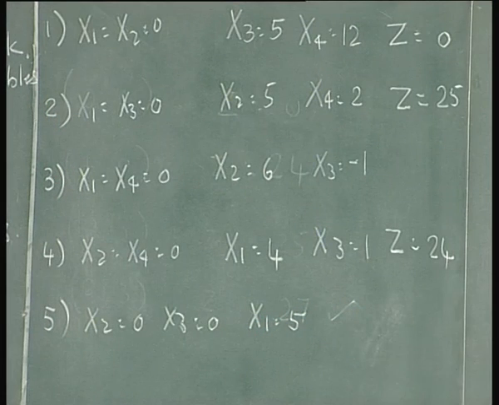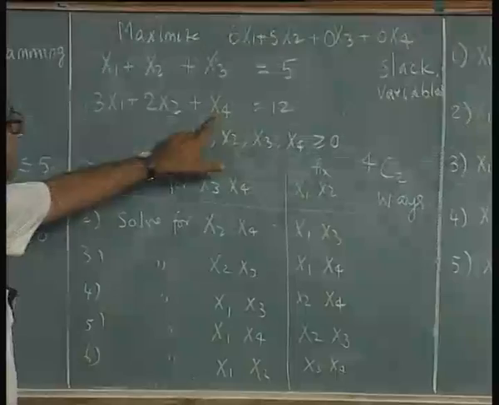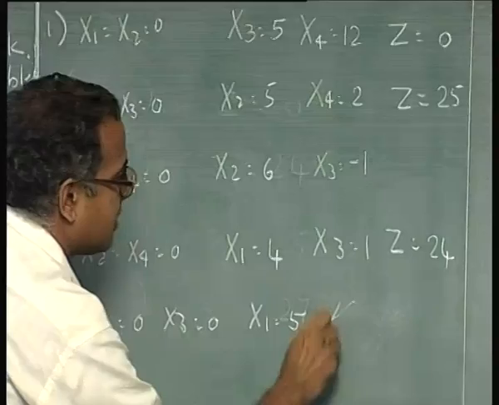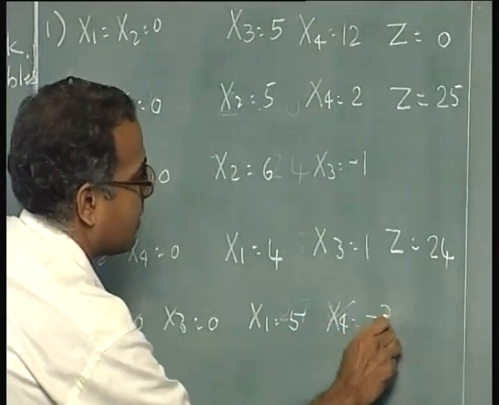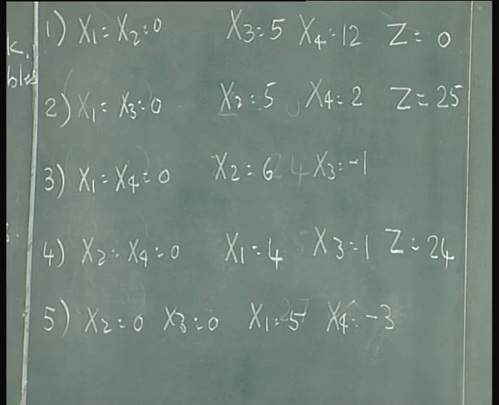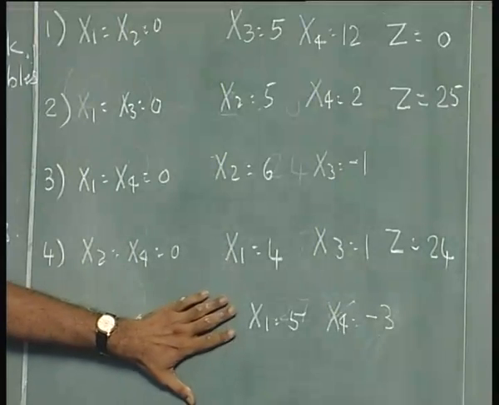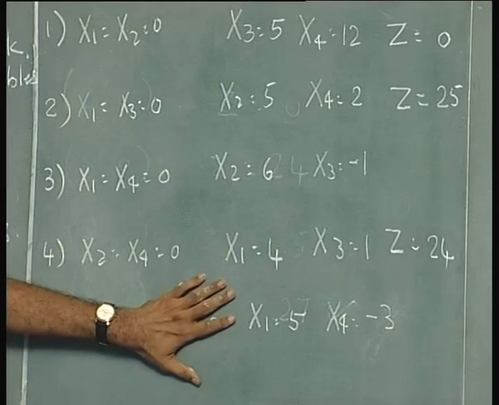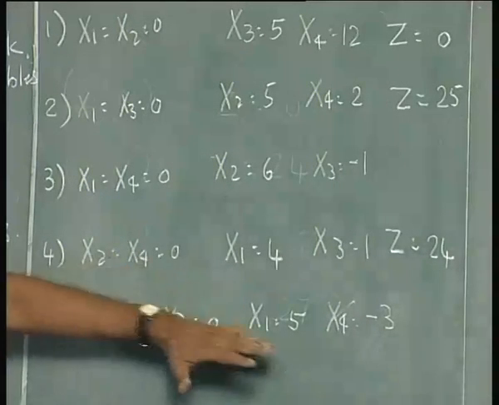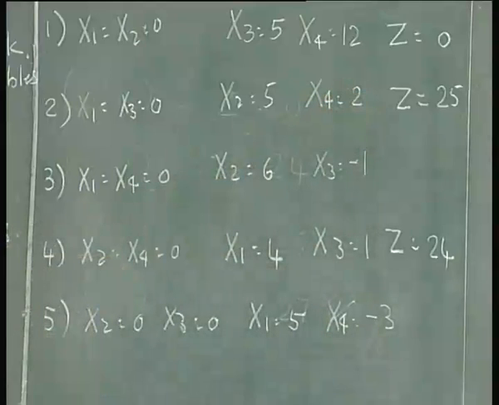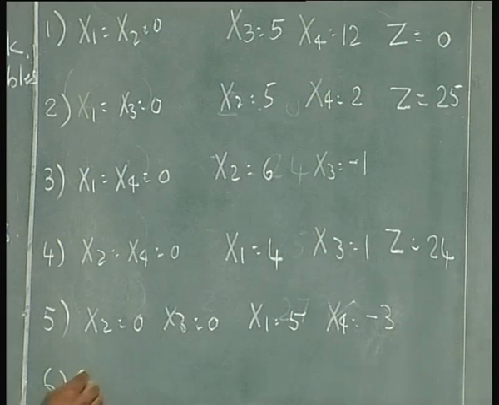Now, x1 equal to 5 makes this 15. So, this would make x4 minus 3. So, once again I get into a situation where I violate this condition, therefore this problem is not feasible, or this solution is not feasible, therefore I do not evaluate the value of the objective function.